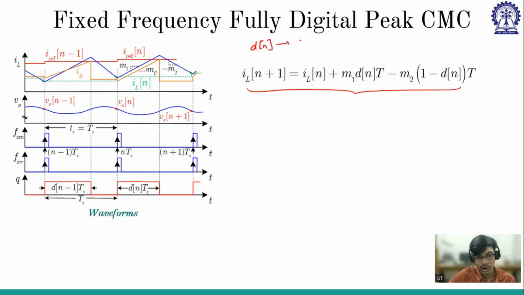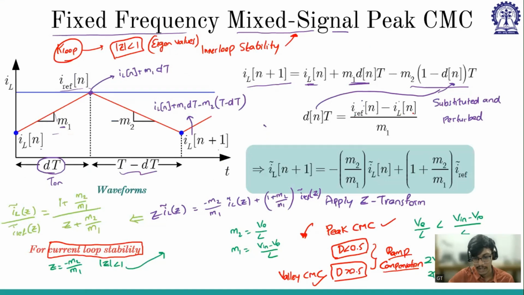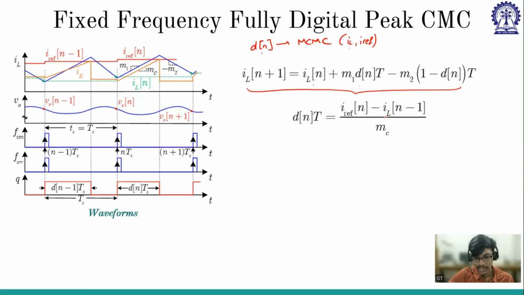In the case of current mode control or mixed signal current mode control, we compare IL and I reference, right? So the duty ratio term depends on IL and I reference. If I go back quickly, it is I reference minus IL of n by M1, the slope of inductor current. But in the case of fully digital, I am taking a 1 cycle delayed sample with the emulated ramp. This is because there is a 1 cycle delay, and because we are using an emulated ramp instead of inductor current. So this is the expression for duty ratio, where this is I reference of n, and this is the duty ratio we get from the emulated ramp.